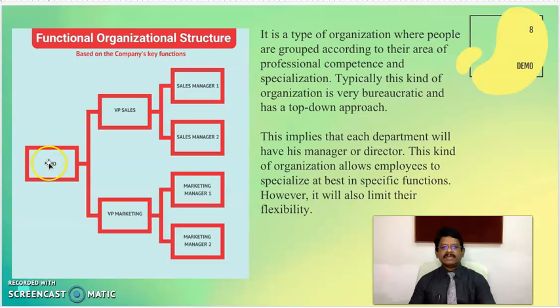So in this organization chart, take the marketing department. It is headed by the vice president sales and vice president marketing, and these 2 people report to the CEO. Below them, you will find different levels of people working for sales and marketing. This type of structure is called the functional organization structure.